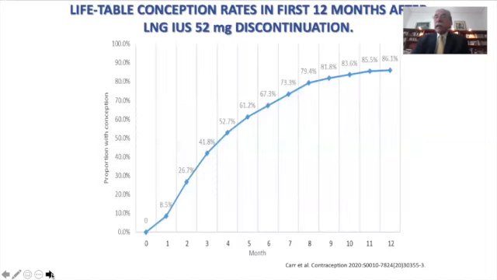And this is an important study published this year regarding the return of fertility after removal of the levonorgestrel IUS 52 milligram, the Liletta from United States. And it is important to show that the cumulative pregnancy rate up to 12 months after removal is 86%. Obviously, there is no infertility after use of levonorgestrel IUS. Consequently, there is no effect on PID for users of levonorgestrel IUS. Next slide.